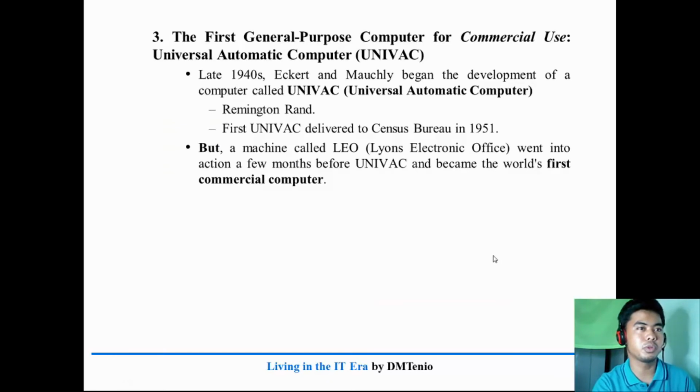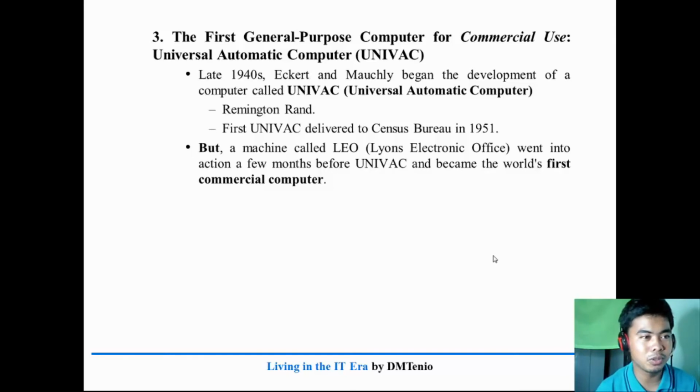Then, the first general purpose computer for commercial use. So, Universal Automatic Computer or UNIVAC. So, late 1940s, Eckert and Mauchly began the development of a computer called UNIVAC. So, Universal Automatic Computer. So, nag-develop naman sila ng mas bago. So, Remington Rand, the first UNIVAC delivered to Census Bureau in 1951.